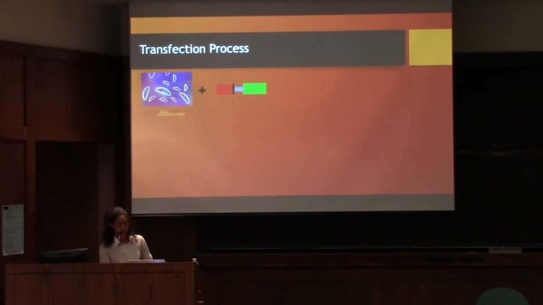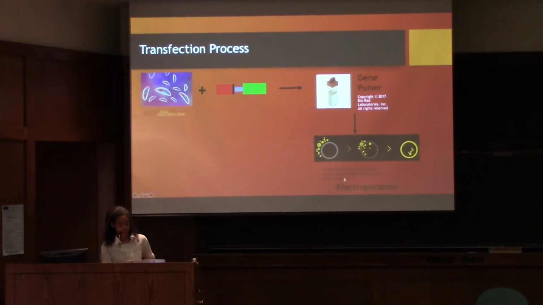So the next method is the transfection process, which takes the longest. So you start with your parasite, which is toxo, and you insert the plasmid that you want, and then you do a gene pulser, which means that you put that specific plasmid into an electrocution process, and that allows electroporation, which temporarily opens up the cell membrane and allows the plasmid to enter before the cell membrane closes back up.